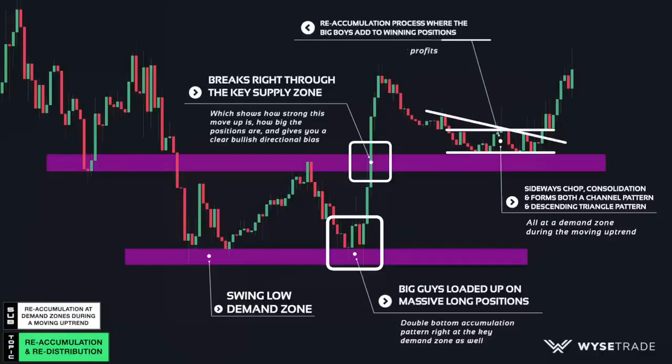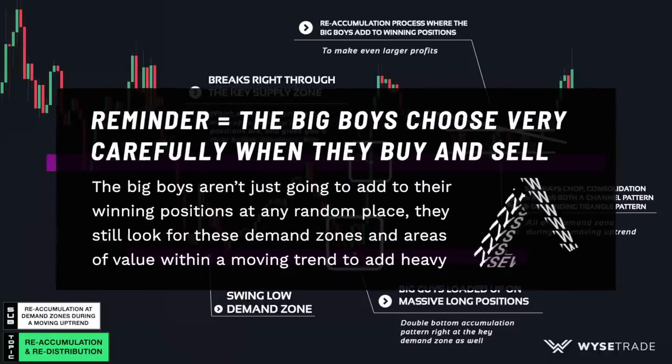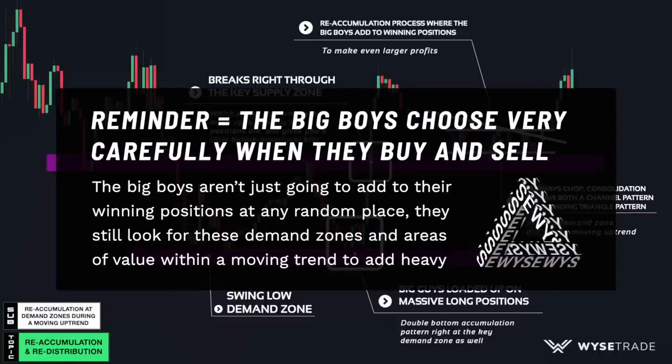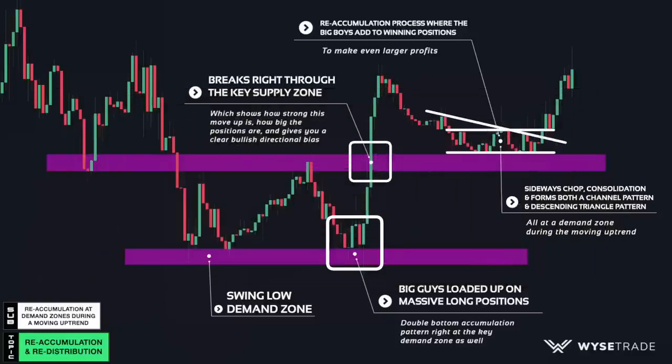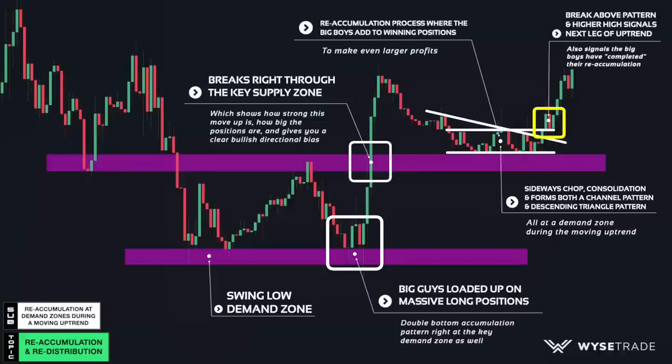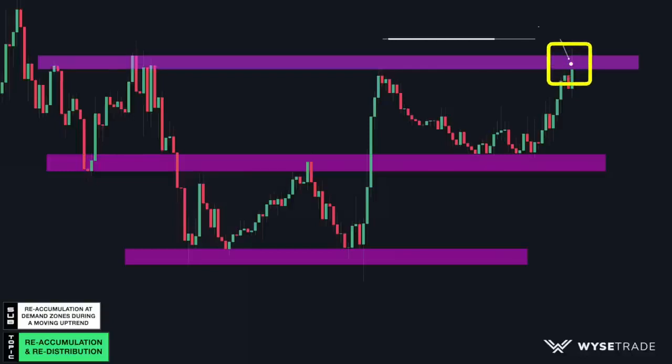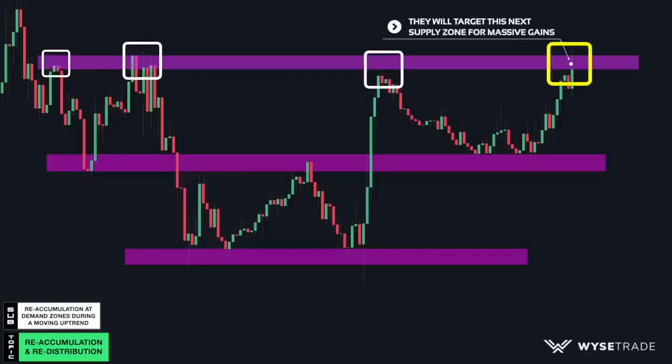This all shows the process of re-accumulation, which is when the big boys continue to add to their winning long position for even larger profits. Again, the big boys aren't just going to add to their winning positions at any random place. They still look for these demand areas and areas of value within a moving trend. Once price breaks above the patterns and forms a higher high, this signals the big guys have completed their buying and the next leg of the moving uptrend will continue. They will often target this next supply area for a big exit with massive gains.